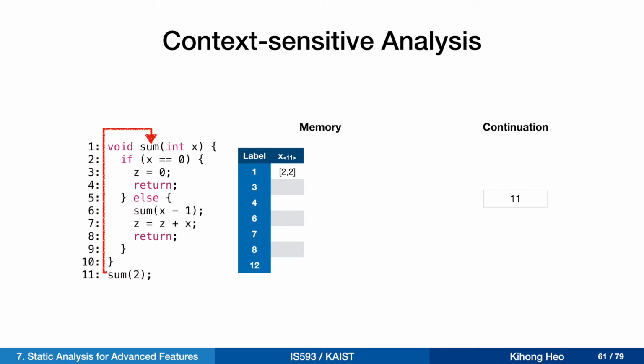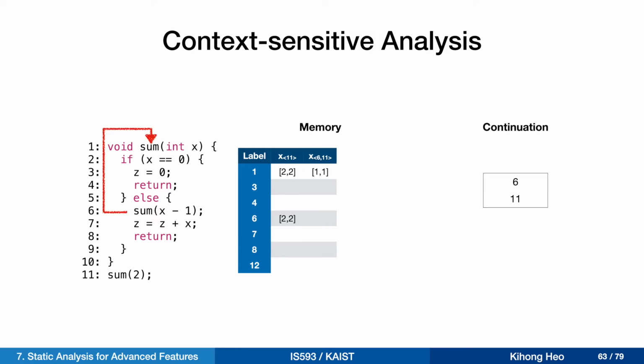Okay. So as you can see, this memory has an entry of variable x, which is associated with its call site 11. Okay, that is the call string that represents the current context. Okay, that means this x is especially the instance after the function call at line 11. And the next step will be similar as before. It propagates the memory to the next label.